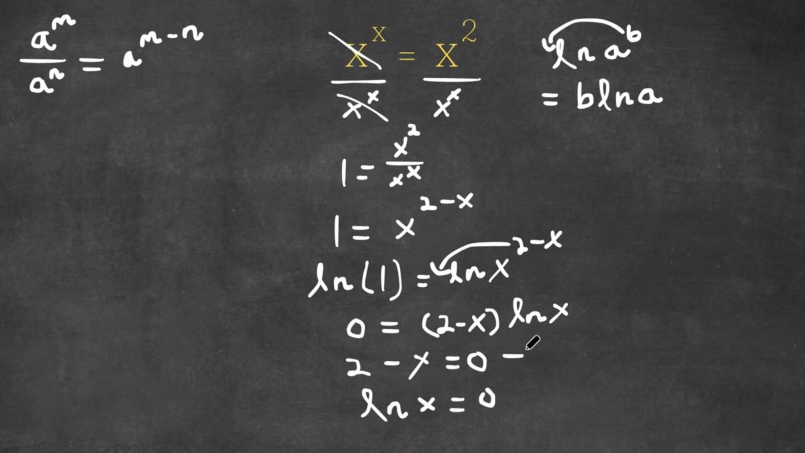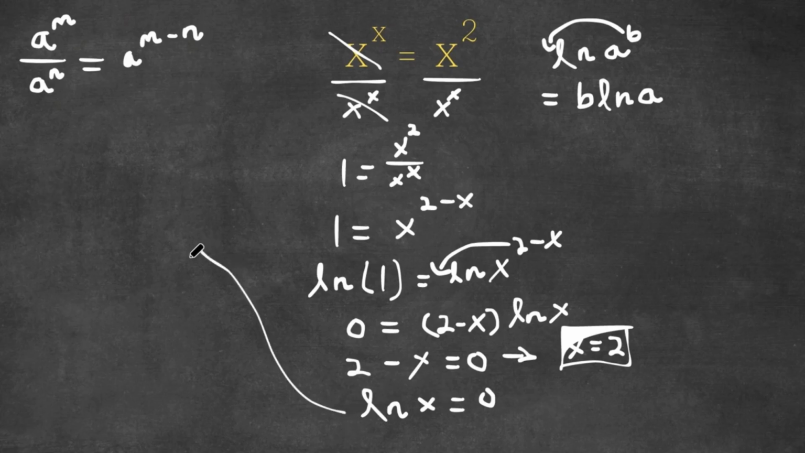Now for 2 minus x is equal to 0, x is simply equal to 2. So that is one solution. And now for ln of x equals 0, we're actually going to take the power of e on both sides.